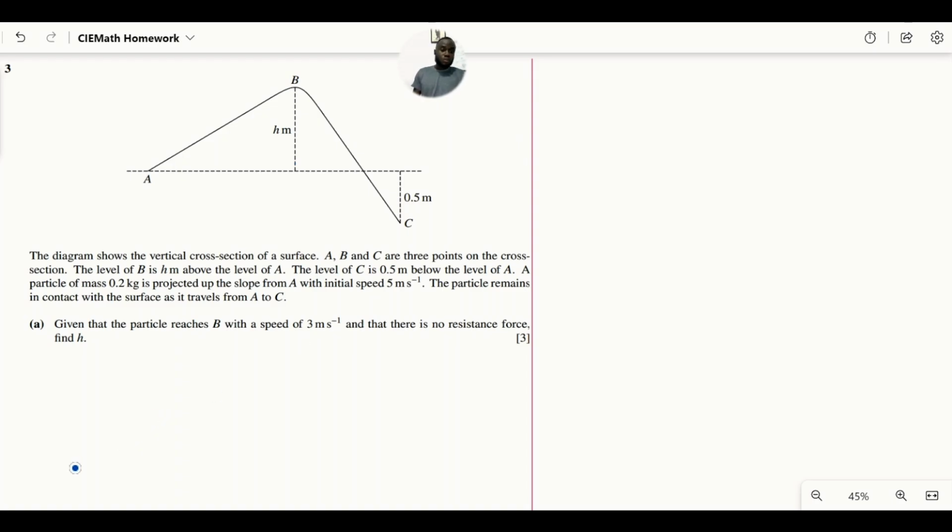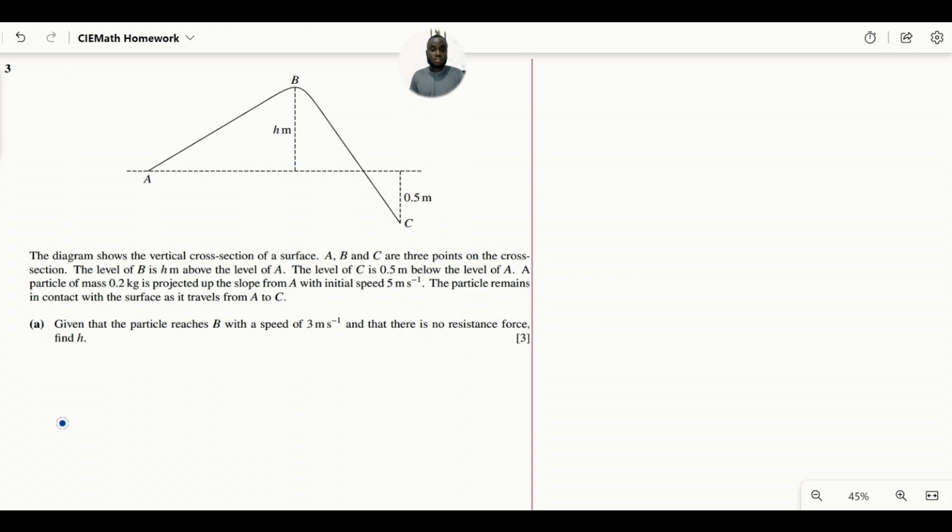Now let's look at question 3. We have this cross section of a path taken by a particle from A through B to C, and we are given information about various points along this path. Our work is to calculate the value of h, given that at B the particle speed is 3 meters per second, if it is set at A at 5 meters per second. So let's see how that goes.